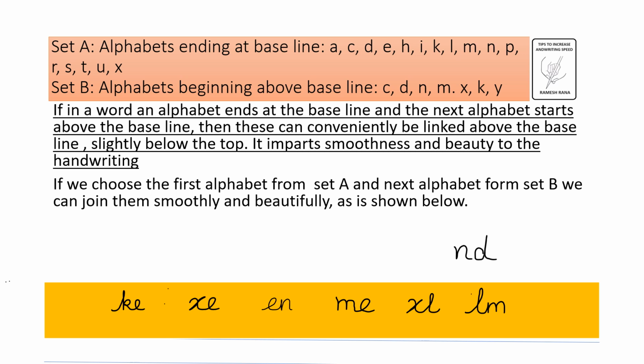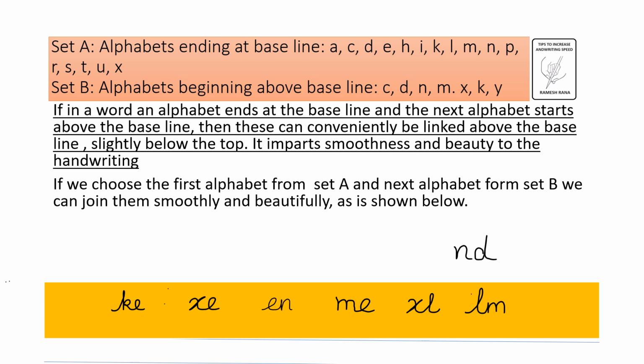If we choose the first alphabet from set A and the next alphabet from set B, we can join them smoothly and beautifully as is shown. K can be connected to E, X, E, E, N, M, E, X, L, L, M, like this.